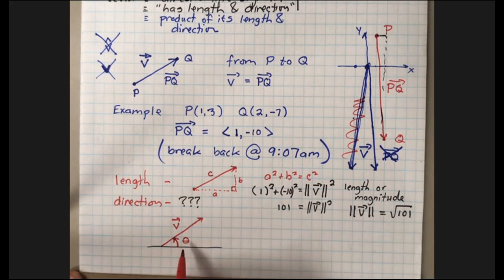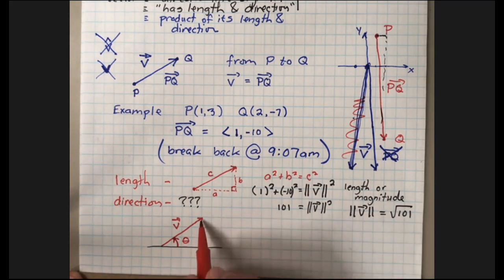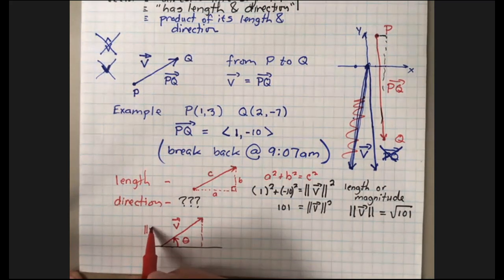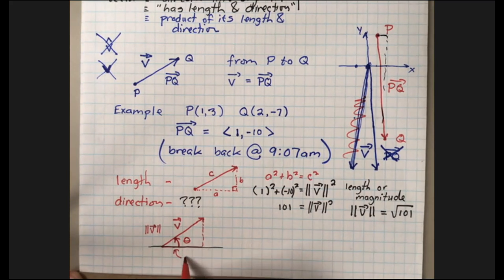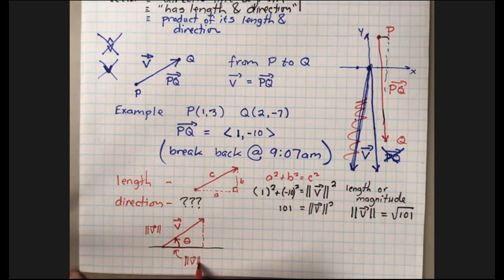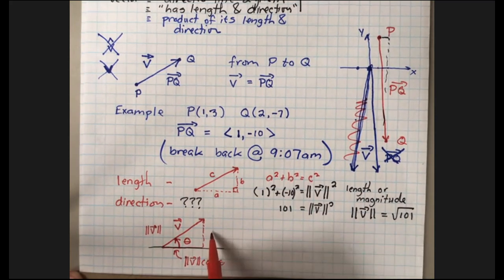So angle as direction is sometimes awkward. And if I go to three dimensions, even more awkward. But sometimes angle is extremely useful because I can specify this vector by using the length of the vector on this side. And I could specify the length of this horizontal component by saying mag v cosine theta. And I could specify the length of this vertical component by saying mag v sine theta. It's not that the angle theta has no value. It's just that we have to agree where theta is being measured from.